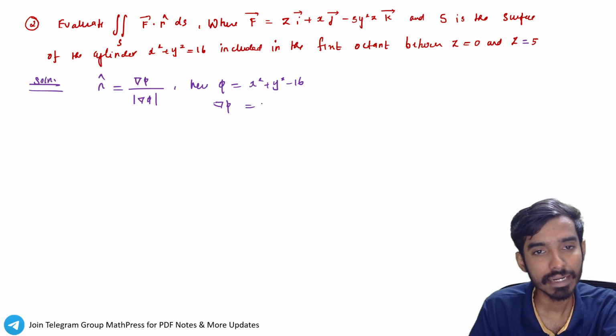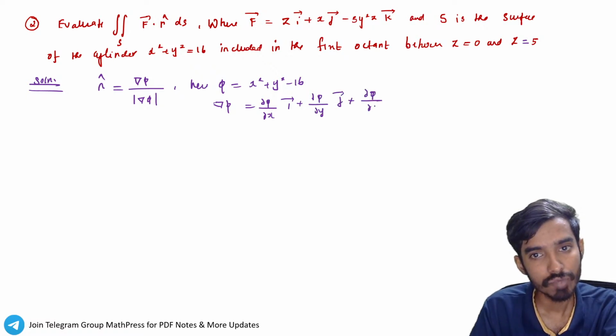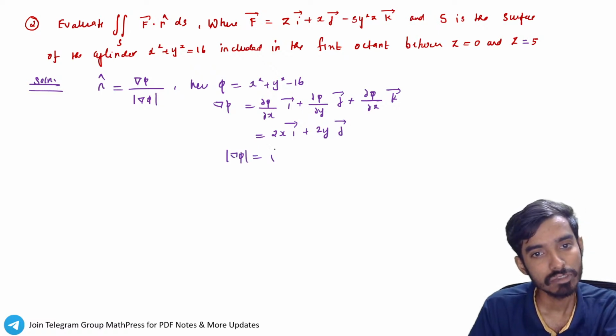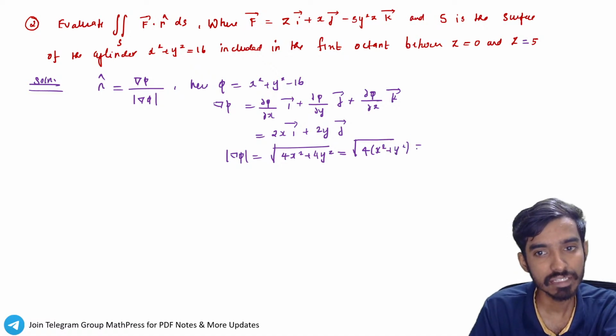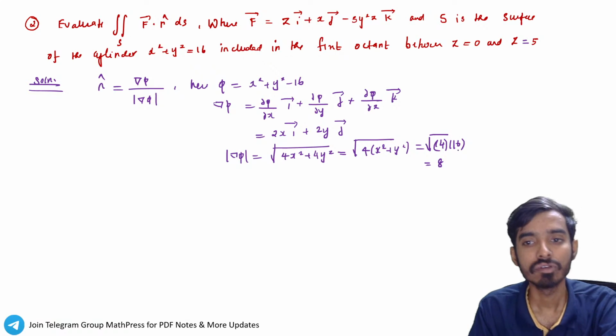I write directly. Okay. Del phi is dou phi by dou x i vector plus dou phi by dou y j vector plus dou phi by dou z k vector. So this will be 2x i vector plus 2y j vector, right? What is modulus of del phi? It is root of 4x square plus 4y square. If I take 4 outside, we have x square plus y square, and we know x square plus y square is 16. This will be 4 into 16. So root 64 is 8, right? Root 64 is 8.